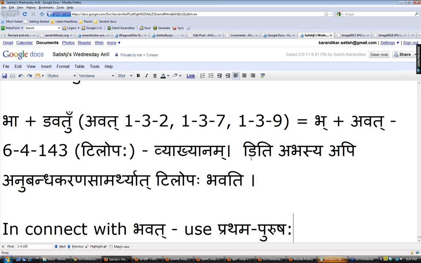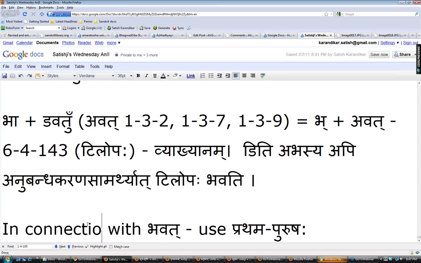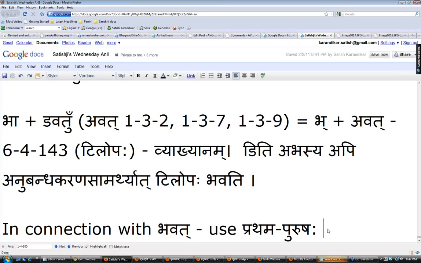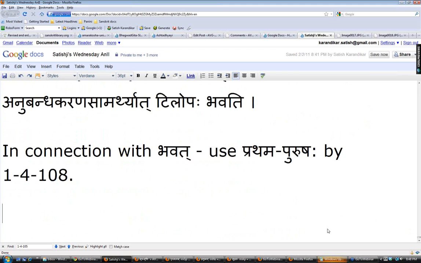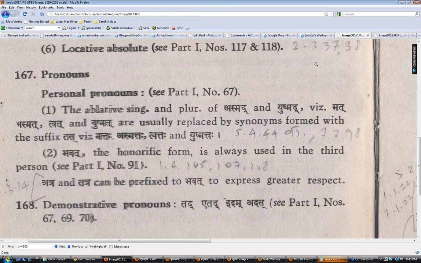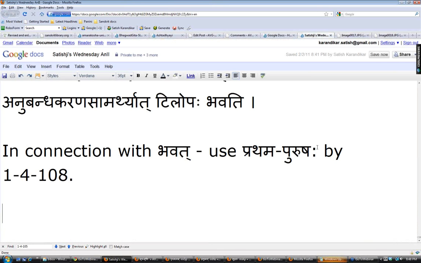Yes, sorry, in connection with. Rushing too much, but use prathama purusha. Why? 1.4.108. If I'm making any mistakes, please point out. What he is saying in this one is that bhavat is not asmad, not yushmad. So prathama purusha, I'll put in brackets to make it clear, third person, what's called third person in English.